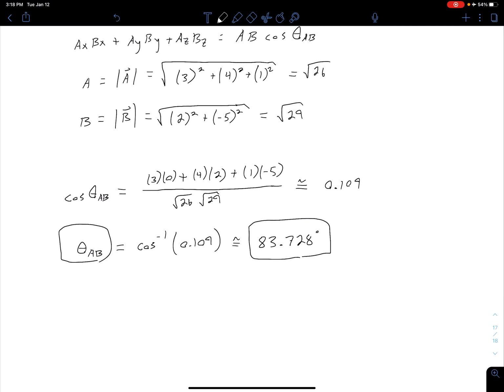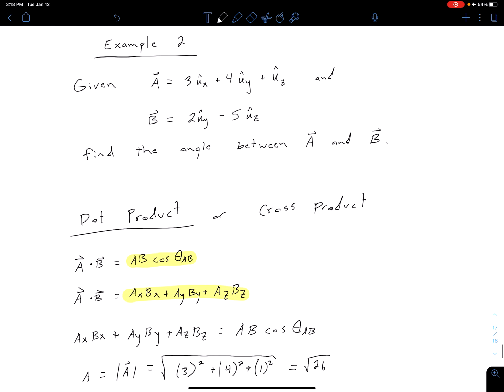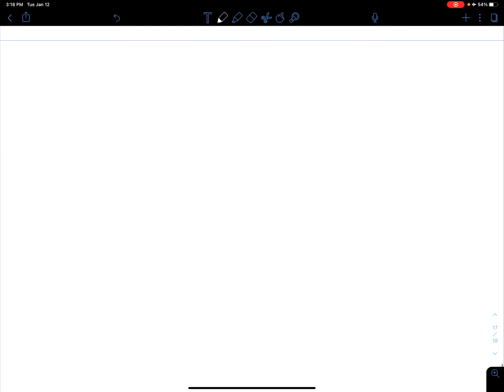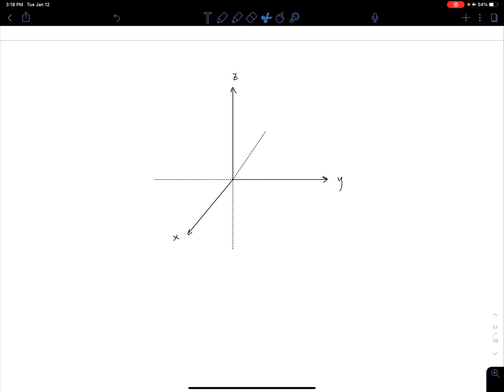And as a double check, what we can do is think graphically, what do these two vectors look like, and does that number make sense? So I'm going to attempt to draw that here, but we can always use a program like MATLAB to get a more exact drawing. So here's our right-handed coordinate system, Cartesian coordinates with x, y, and z. So for our A, we had a component of 3 in the x direction, 4 in the y direction, and 1 in the z direction. So we have something that maybe looks like this.